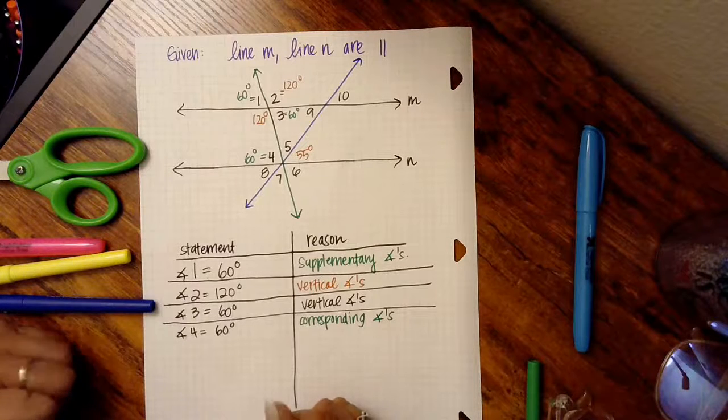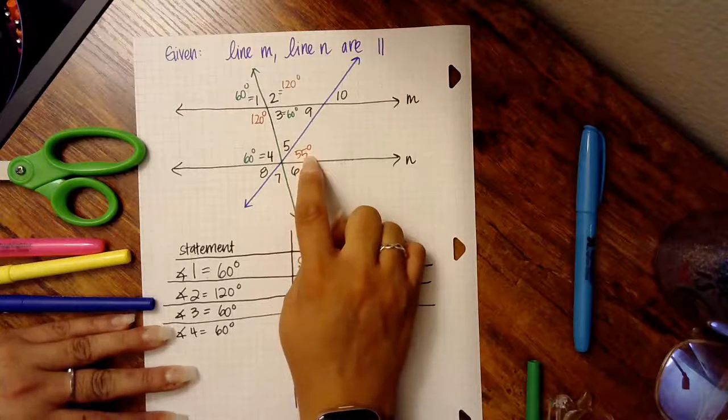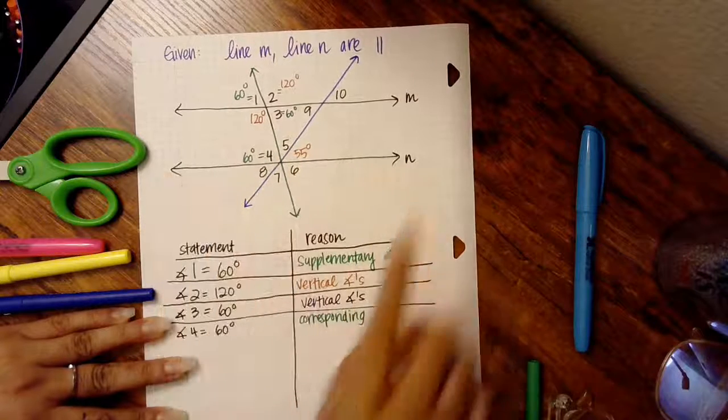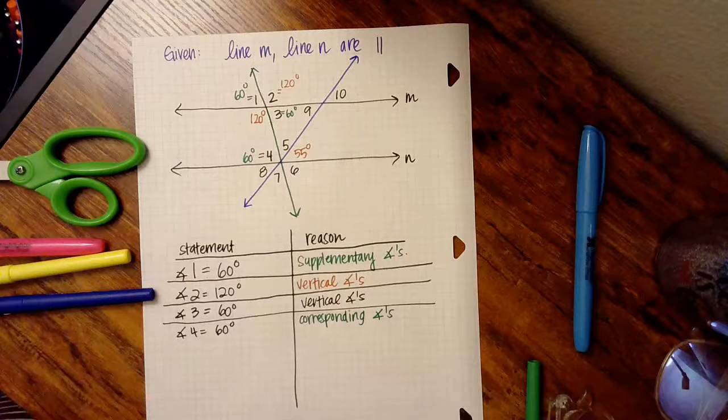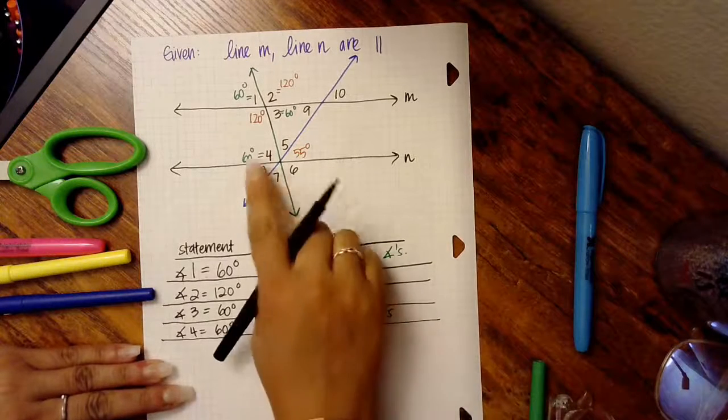Notice now I have angle 4, angle 5, and this 55 degree. So all together they give me this straight line. So I have another supplementary angle situation happening here. So I'm able to derive that 60 plus 55.